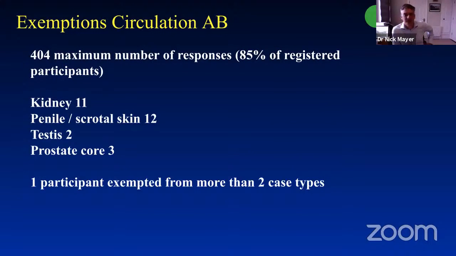In relation to exemptions for this circulation, we had 404 maximum responses, which is 85% of the registered participants. And you can see the numbers of exemptions there, which remains quite low as an overall proportion of people in the scheme. Only one participant exempted from more than one case type.